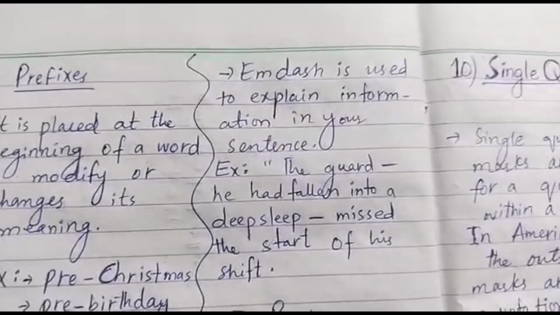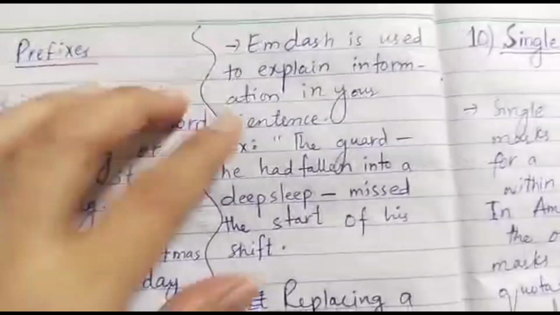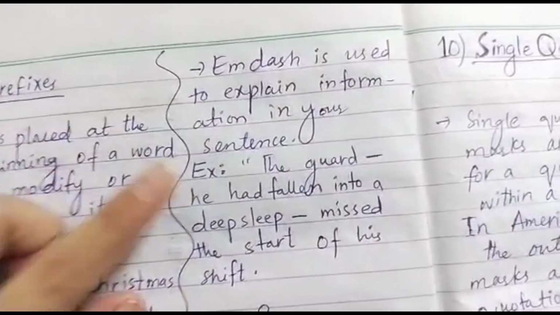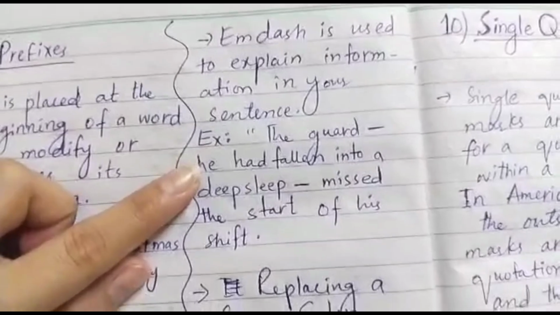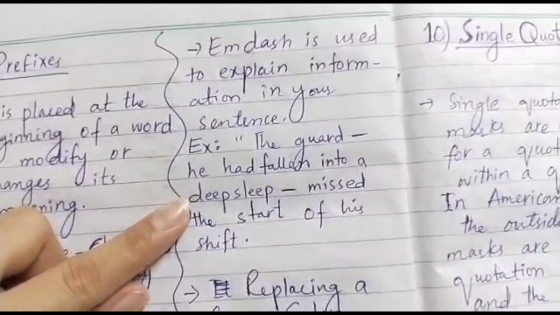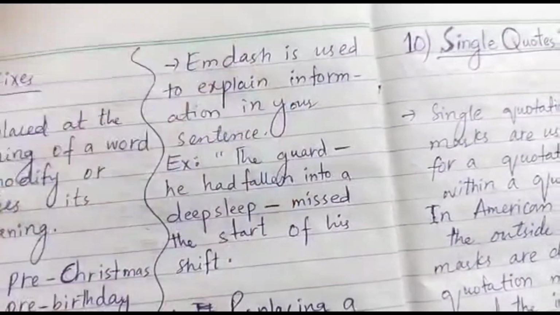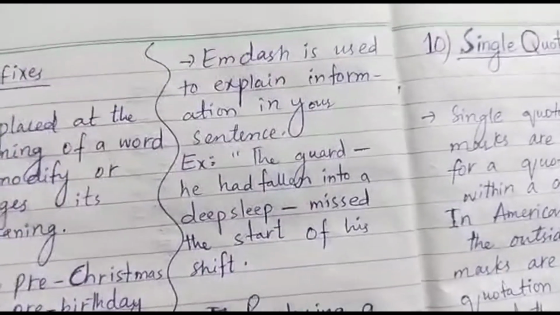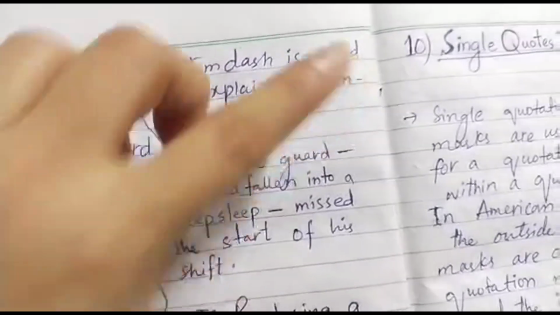Em dash is used to explain information in your sentence. Here is an example. The guard, dash, he had fallen into a deep sleep, dash, missed the start of his shift. Now, he had fallen into a deep sleep is the information about the guard.